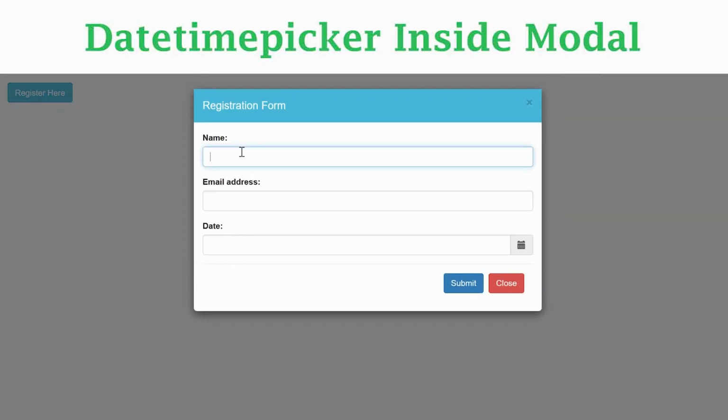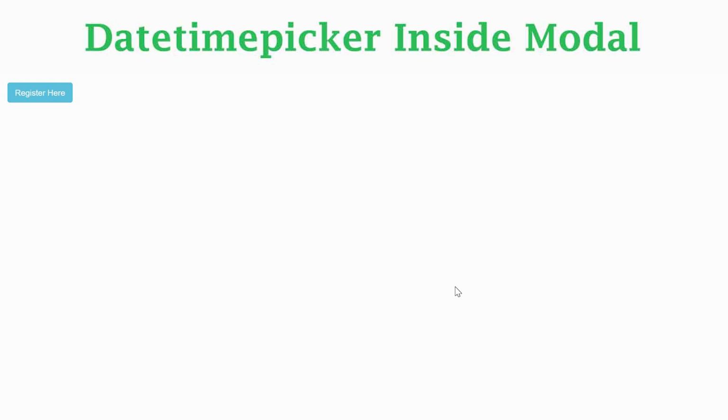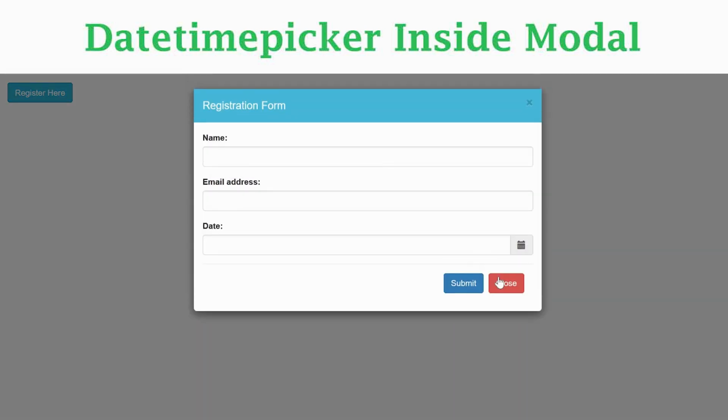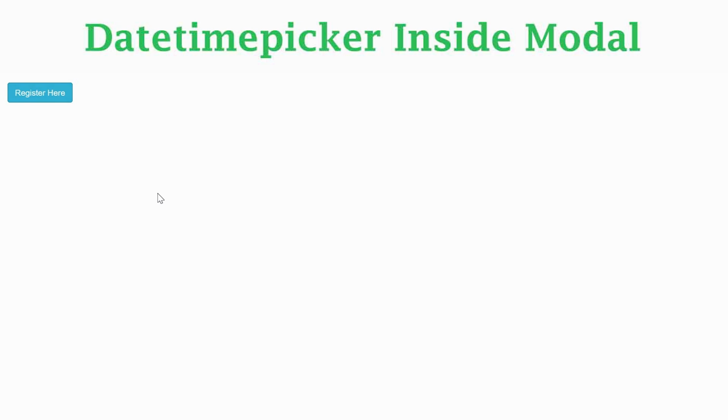In this tutorial, you will learn how to add a date time picker inside a Bootstrap Modal Popup. So here you can see the demo, what we are going to build. I will have a button and on click of button, a Modal Popup will be displayed. And there you can see the calendar icon inside the modal. If you click on that icon, you can see the date time picker. So without delaying, let's get started.